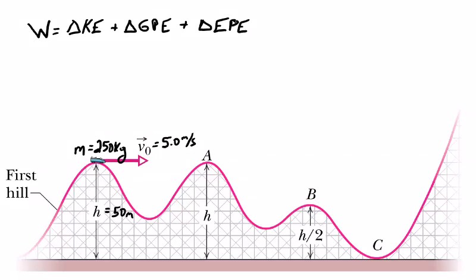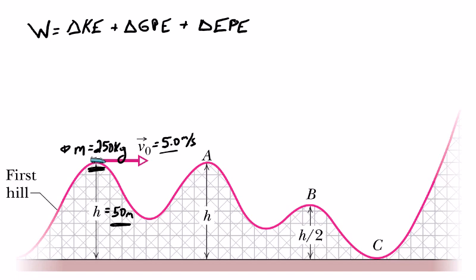This time we're going to take a look at a classic physics work-energy problem, which is with a roller coaster. What I have pictured down here is a little roller coaster car that has a mass of 250 kilograms. It's starting at the top of this first hill, which is 50 meters above the ground. It's going to be taking off over the top of this hill at about 5 meters per second.